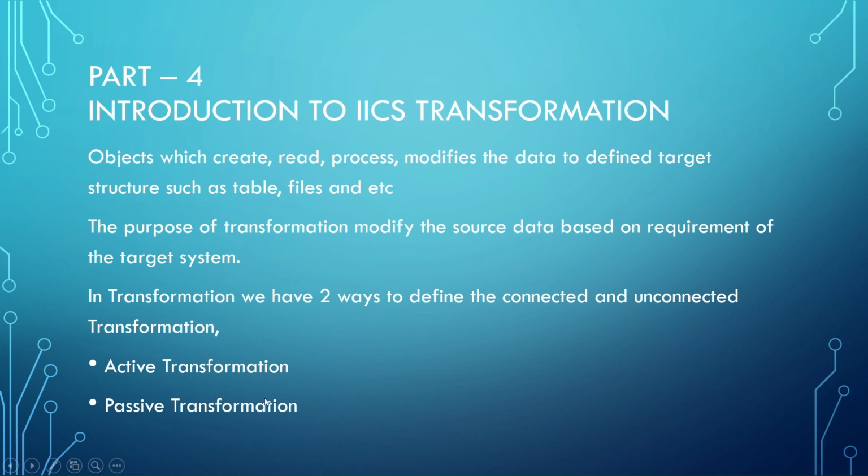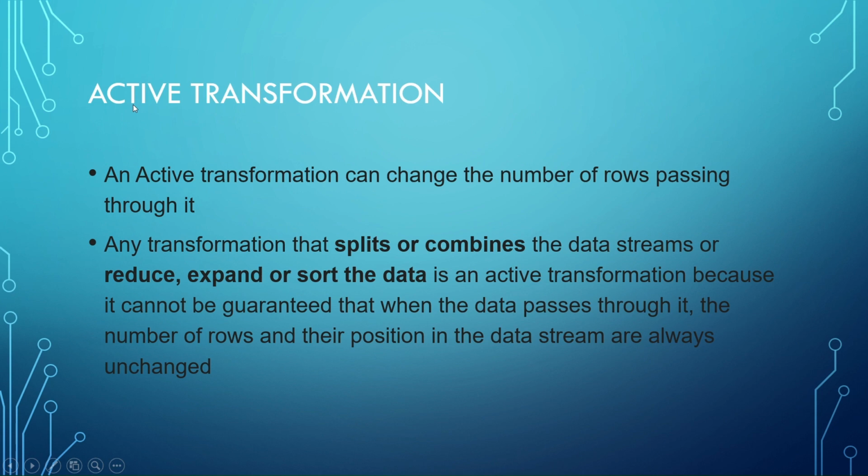First we'll see active transformations. An active transformation can change the number of rows passing through it. Whatever transformation we apply from our source to our target, it can split or combine the data, or reduce or expand it. So the result may be a change in the number of rows reaching our target. That is called an active transformation.